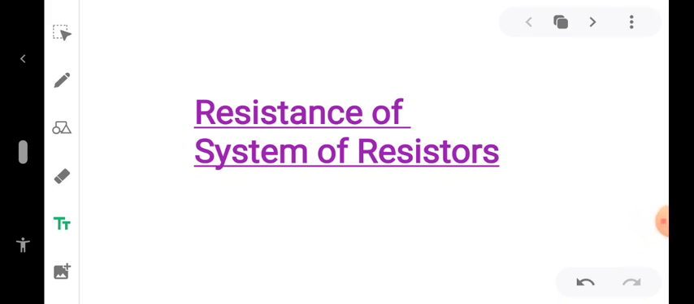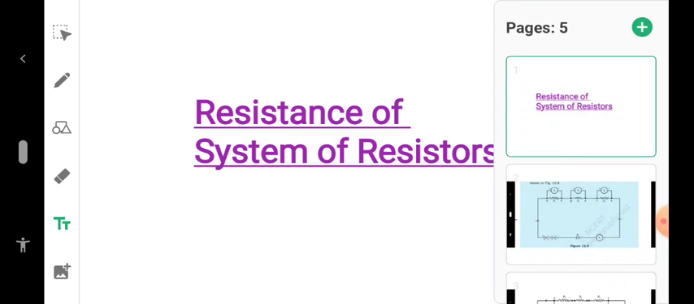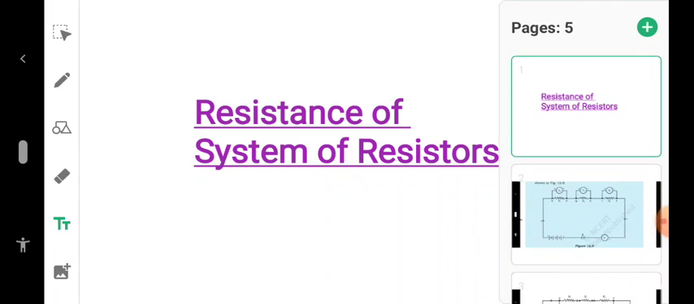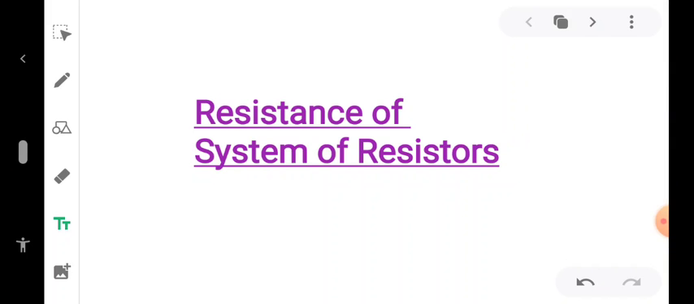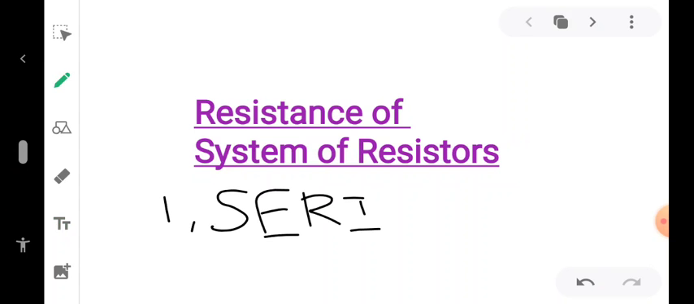So today we are going to discuss how resistors can be connected in different manners, and based on the type of connection, how to calculate the value of resistance. That is what we are going to see. There are two types of connections in which we can connect the resistors. The first connection is series connection.